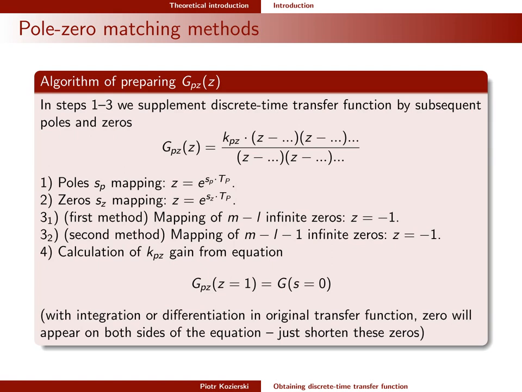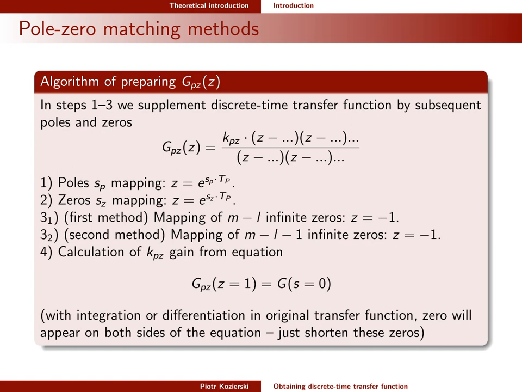I have written here a 4-step algorithm for obtaining the transfer function, but the first 3 steps consist in mapping the poles and zeros of the transfer function g of s to the transfer function g of z. If we have a pole with a value of, for example, minus 3, then in the discrete time transfer function, this pole will have the value e to the power of minus 3 tp. Zeros should be calculated in a similar way.